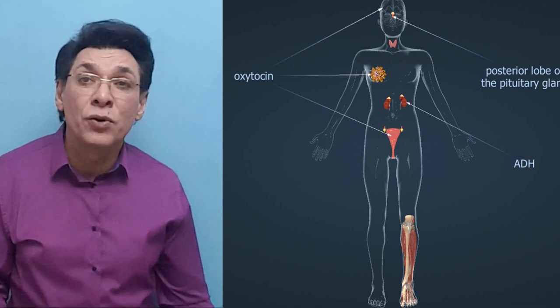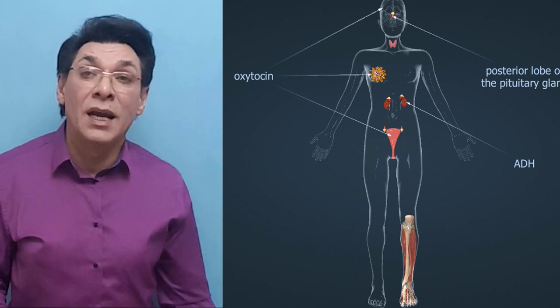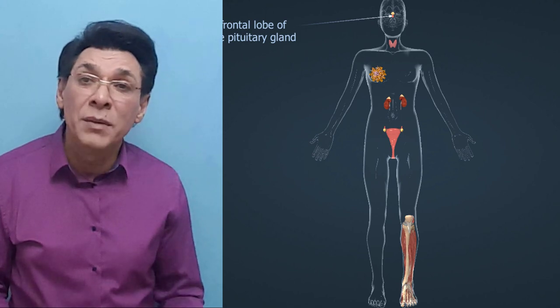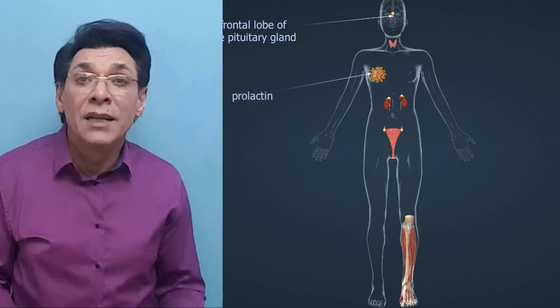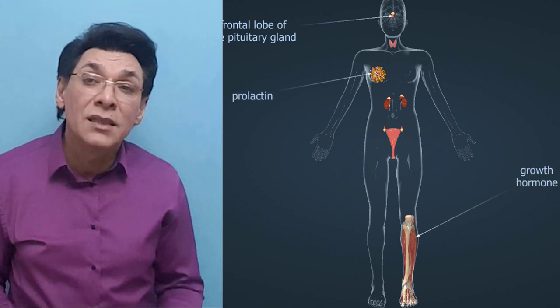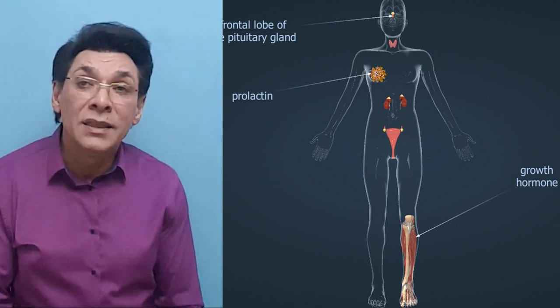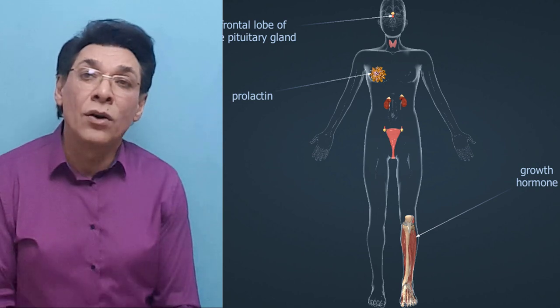Next hormone is prolactin, PRL. Prolactin stimulates mammary gland development in pregnancy, and with nursing stimulates production of milk. Next hormone is growth hormone.